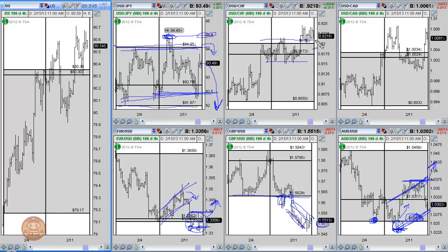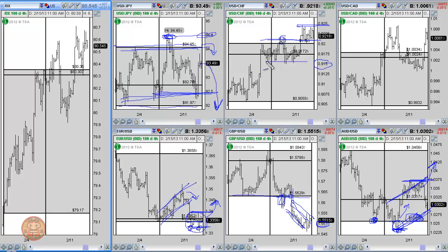Swiss franc, fresh breakout here. Did try to break out of last week's high, failed. Maintaining support at 91.50. If we do continue to break here, 92.50, it looks like this thing is going to try to reach its way up into 95 even, or at least 93 and change.